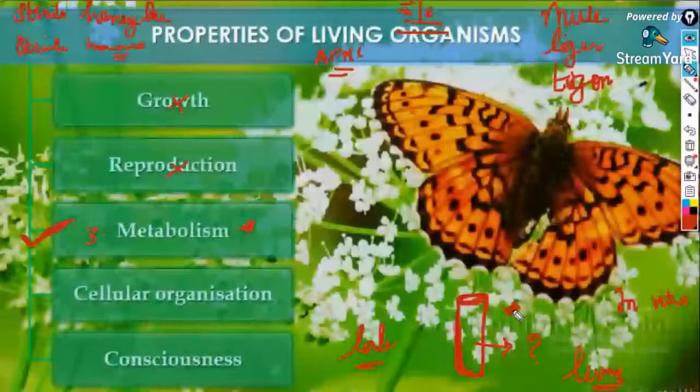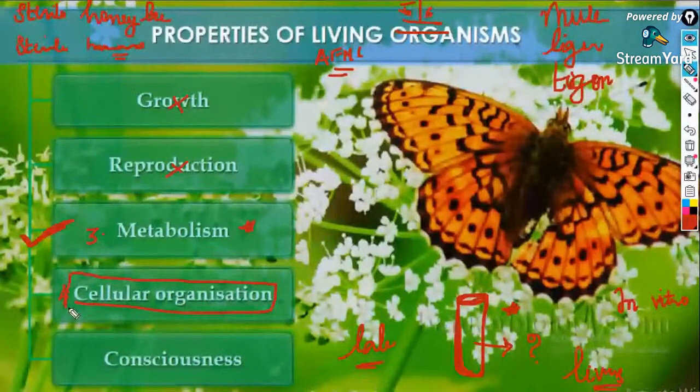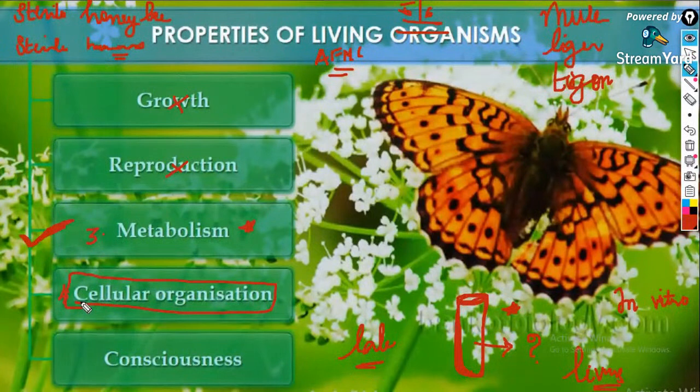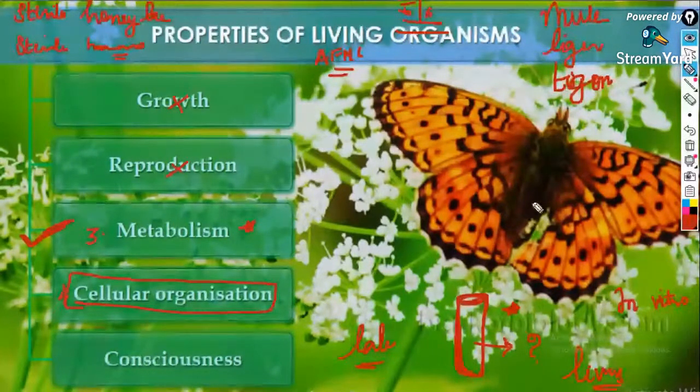Tell me, next one, the fourth property, cellular organization. Whether cellular organization is a defining property of living organisms or not. We will be discussing all these things in detail. Tell me whether cellular organization is the defining property or not. Yes, we can tell cellular organization is also a defining property of living organisms.